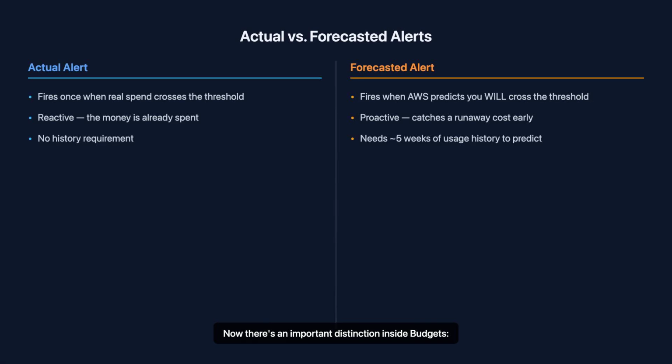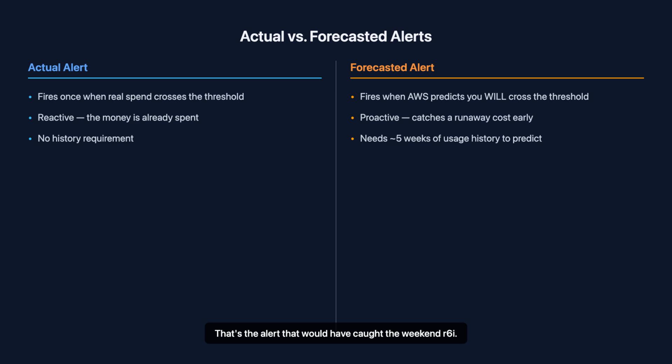Now there's an important distinction inside budgets: actual versus forecasted alerts. An actual alert fires once, when your real spend has already crossed the threshold. That's useful, but it's reactive. The money's already gone. A forecasted alert is the proactive one. It fires when Amazon Web Services predicts you're going to cross the threshold, based on your trend.